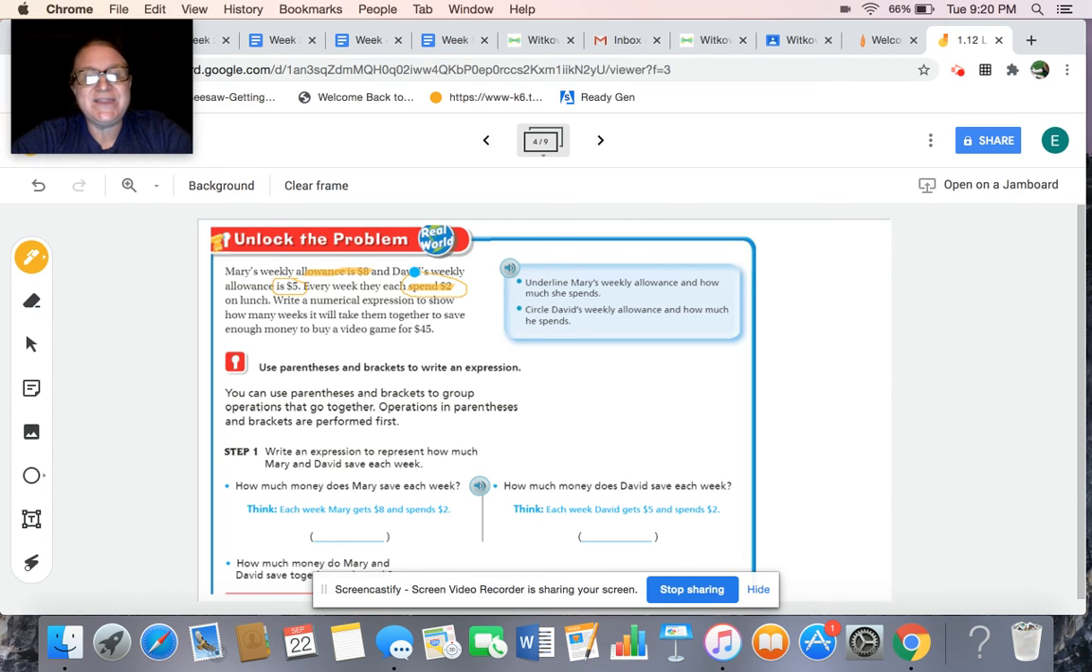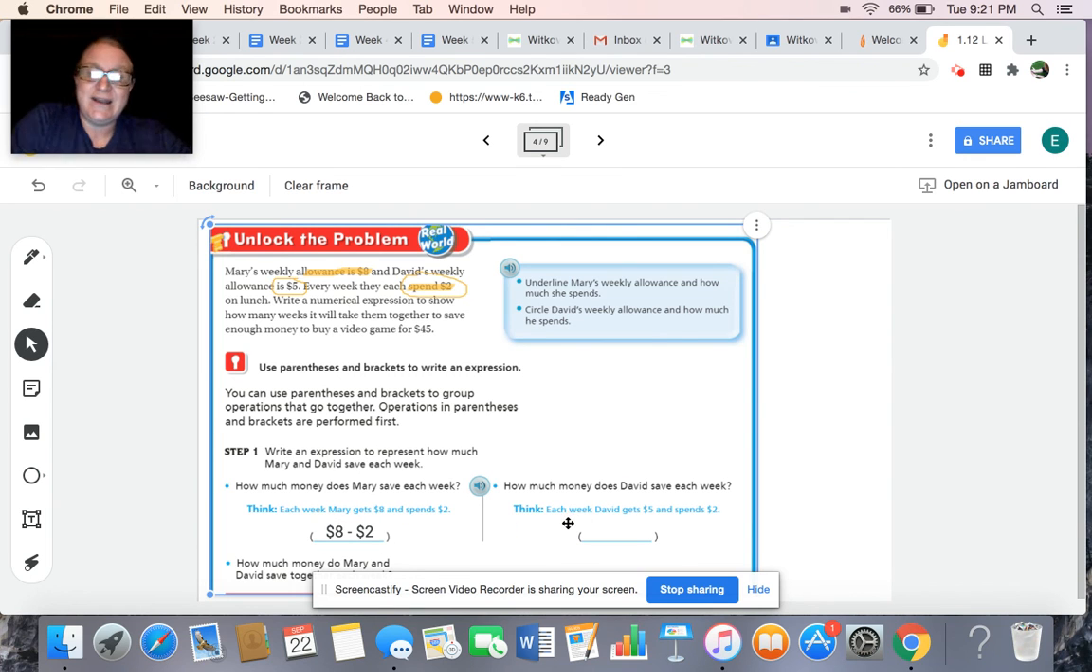It says use parentheses and brackets to write an expression. You can use parentheses and brackets to group operations that go together. Operations in parentheses and brackets are performed first. Step 1. Write an expression to represent how much Mary and David save each week. How much money does Mary save each week? Well, think. She starts with $8, but then she spends, so take it away, she spends $2.